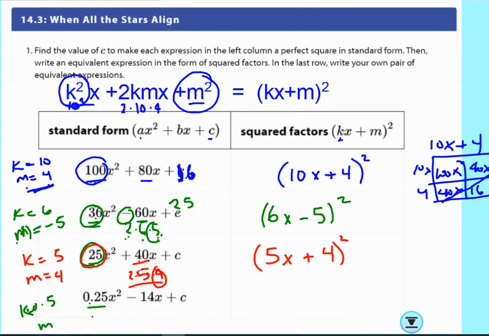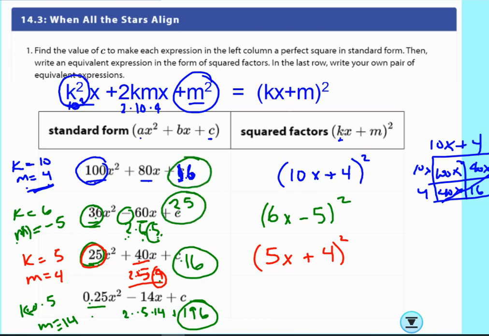All right, so that's our k, and we need to find what our m is. So if I have a half times 2, well, that cancels out. We just get 1. Well, 1 times what? 1 times 14. Looks like m is 14, but a negative 14. And then 14 squared is 196. All right, so our c value is 196. Here, what was our c value? 16. Here, 25. Here, 16. All right, so 14. So we've got 0.5x minus, how did I know it was minus? Because of that negative, minus 14 squared.